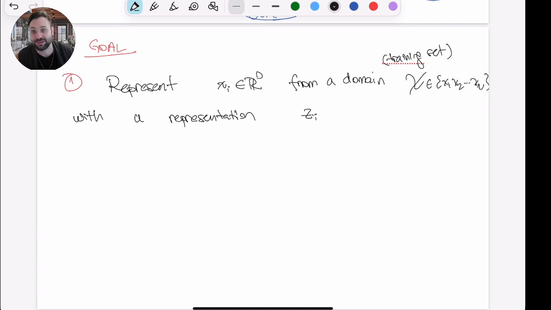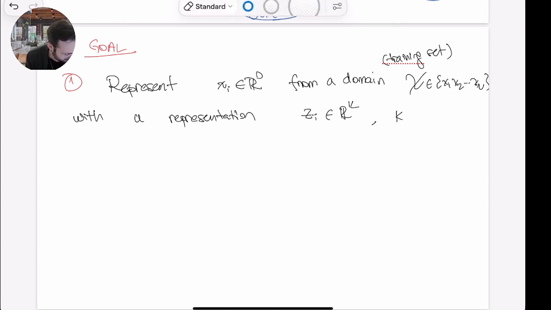I chose this letter because in the deep learning literature, this is the letter that they use for latent variables. And this z is hopefully not as big as x, so it's in R to the k, and I know k is way less than d, right? So that's how I would like to represent. Let me write it: significantly less than d, right?